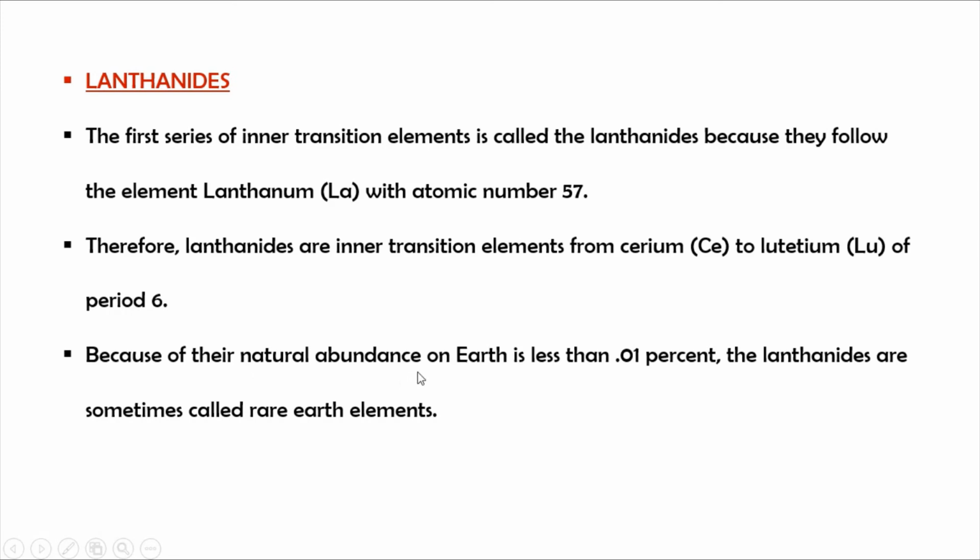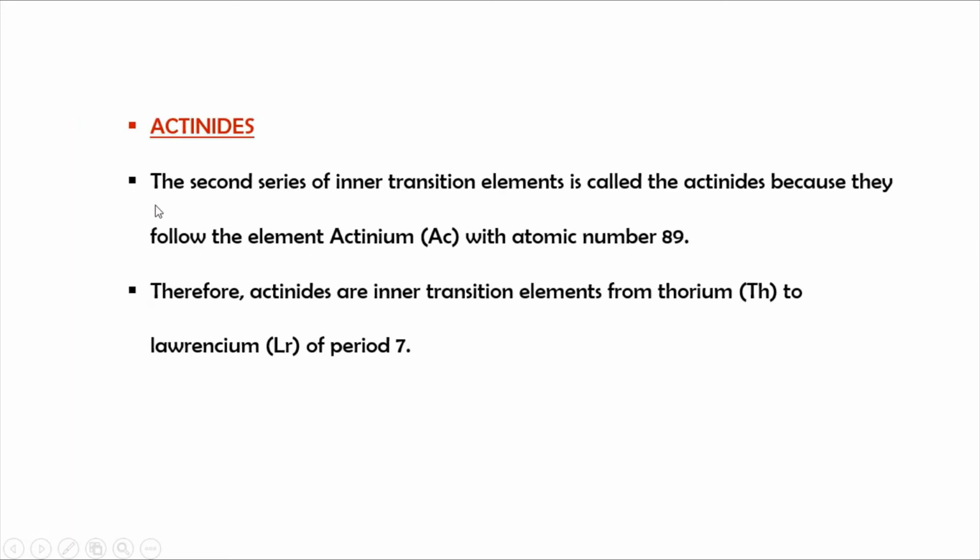Because of their natural abundance on earth is less than 0.01%, the lanthanides are sometimes called rare earth elements. The second series of inner transition elements is called the actinides because they follow the element actinium with atomic number 89.